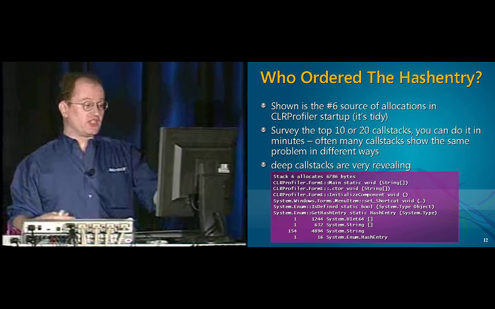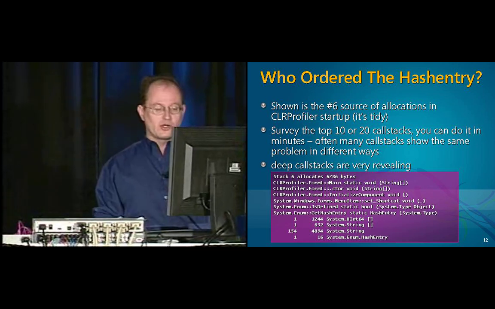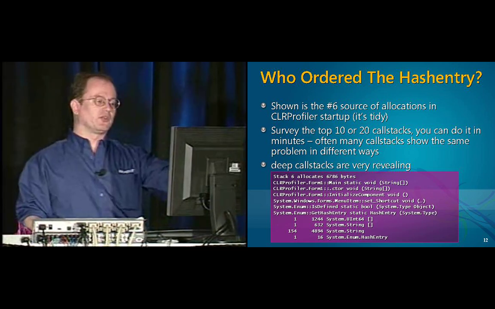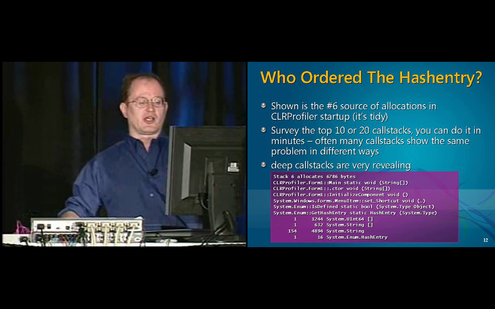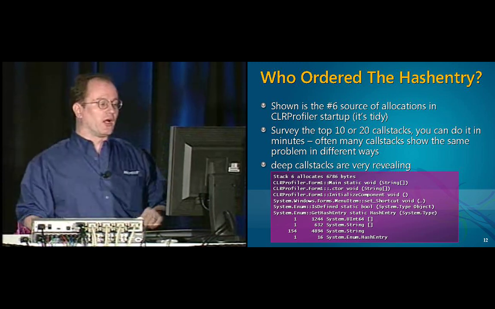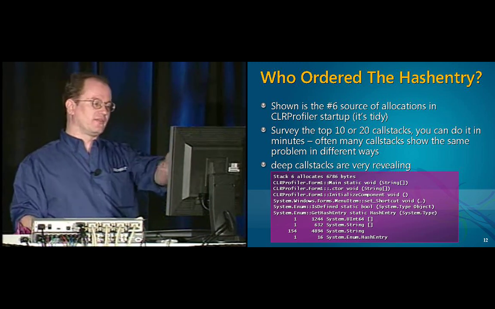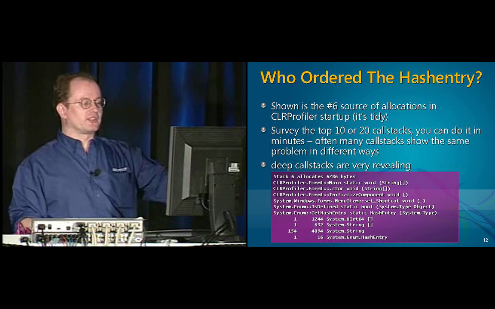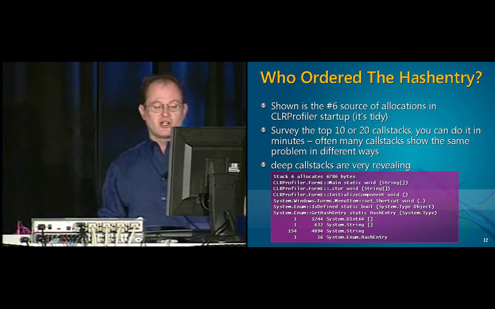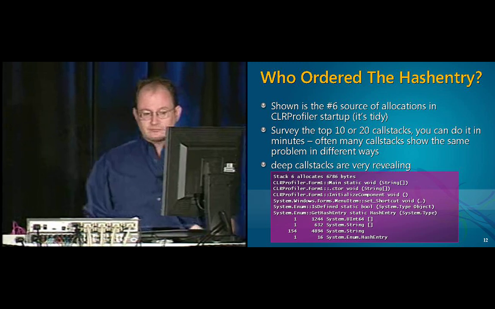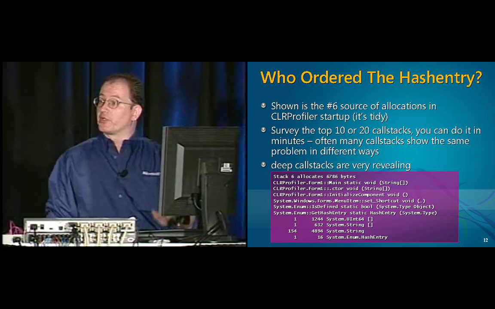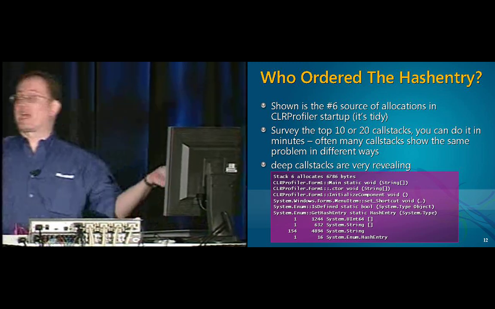So what you're seeing here is that main called the form1 constructor, which called the initialize component, which called the shortcut property setter, which called isDefined on object, which called getHashEntry, which in turn did all these allocations. Okay? Now, that's pretty powerful information. And that was just stack number 6.